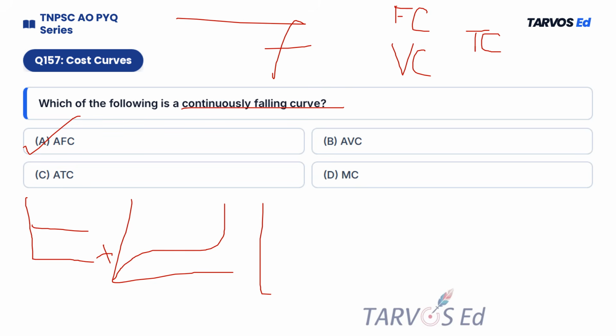And total cost is a combination of fixed cost and variable cost. It is also inverse S-shaped, but it doesn't start from the origin. It starts somewhere in the middle of the y-axis. This will be your variable cost curve.